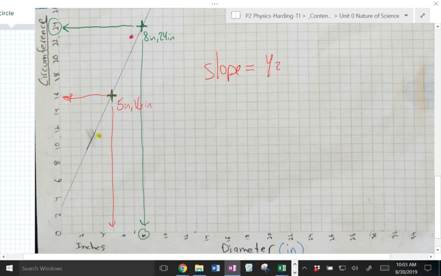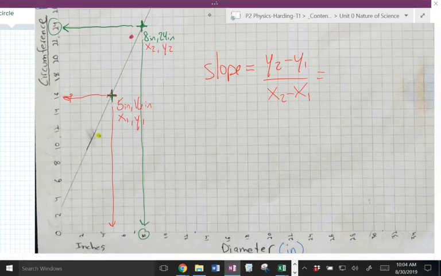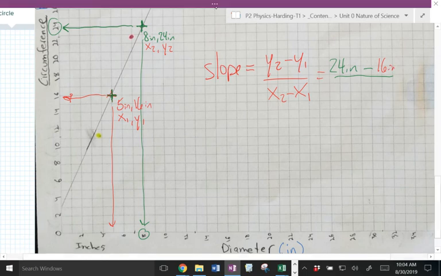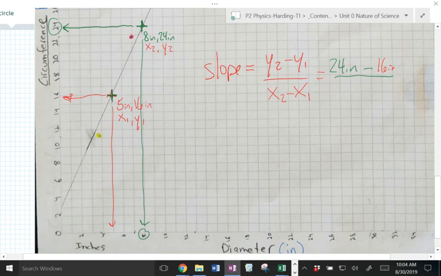I'm going to do y2 minus y1 over x2 minus x1, okay? So in this particular case, that's x2, that's y2, this is x1, this is y1. So y2, 24 inches, minus 16 inches. And then here we have 8 inches minus 5 inches.